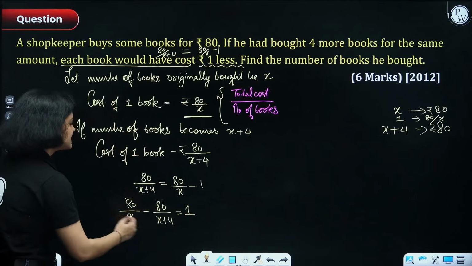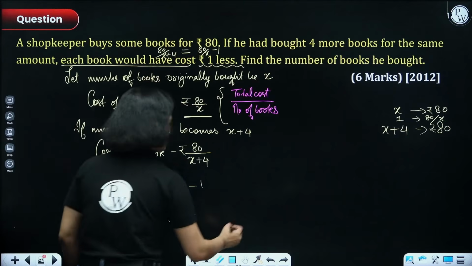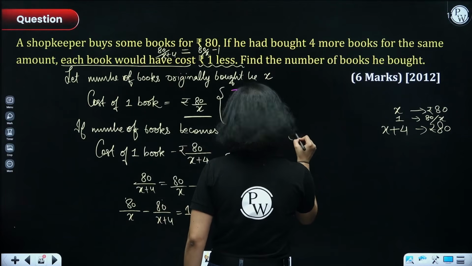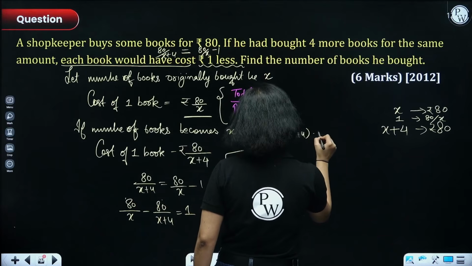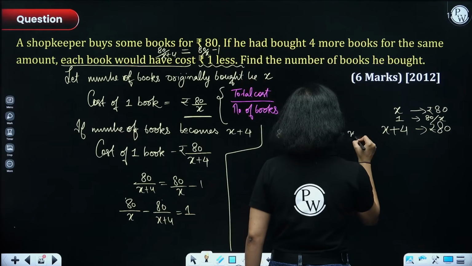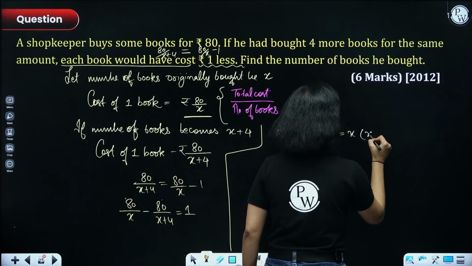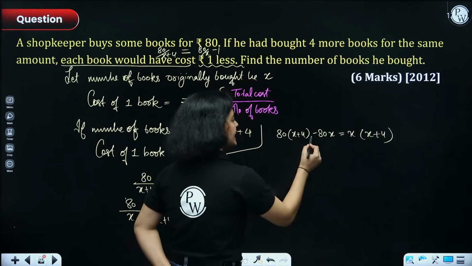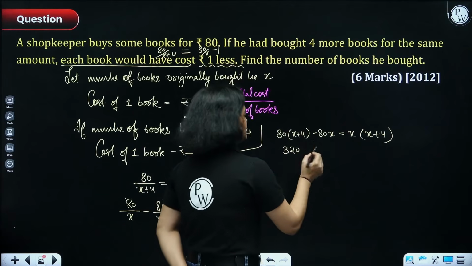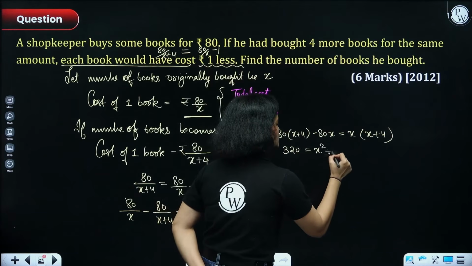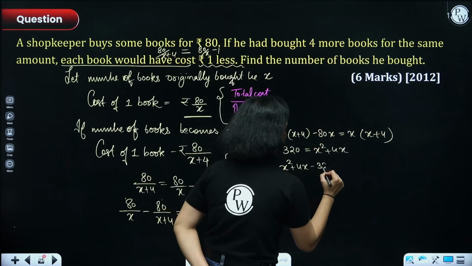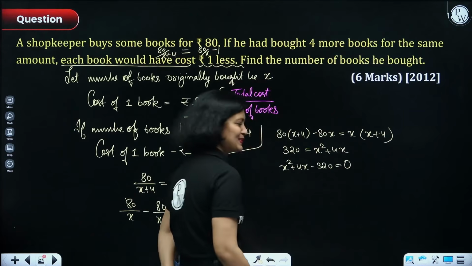Now let's simplify this, everyone. I'll do it here. So here what we'll get? 80 times x plus 4 minus 80x is equal to x into x plus 4. Right, everyone? So 80x will get cancelled. We'll only have 320 here. That's it. Is equal to x square plus 4x. So this equation becomes x square plus 4x minus 320 is equal to 0.